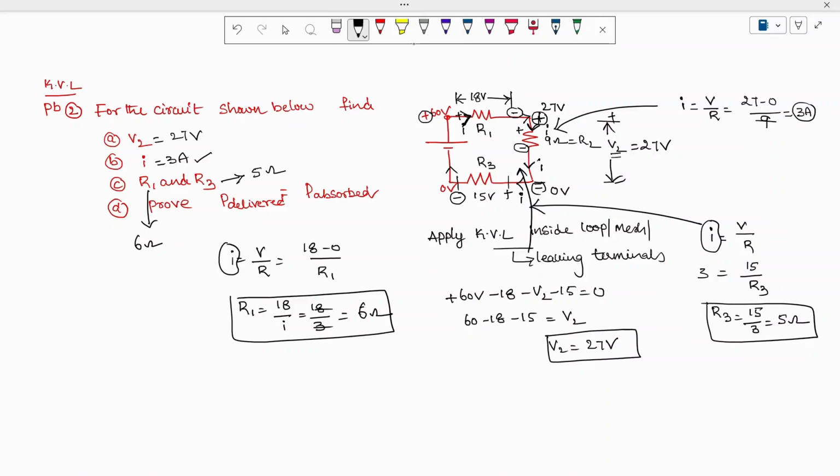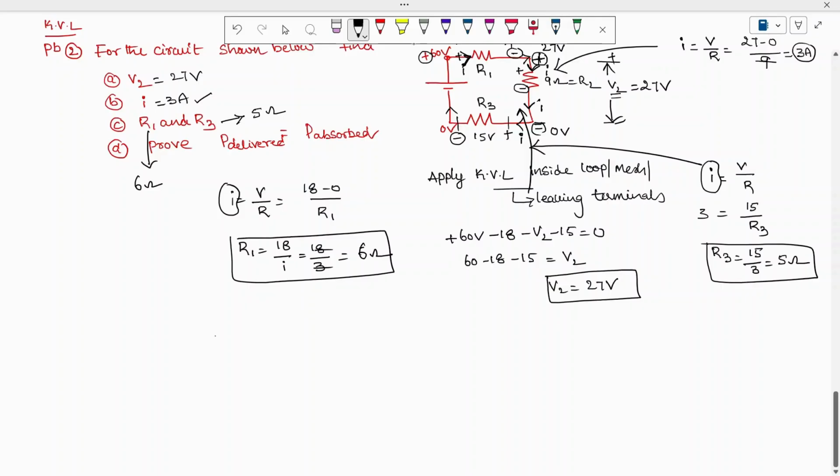Now I'm going to redraw for your clarification. After solving, the R1 value is 6 ohms, and this is another branch, and the value of this one is 9 ohms.